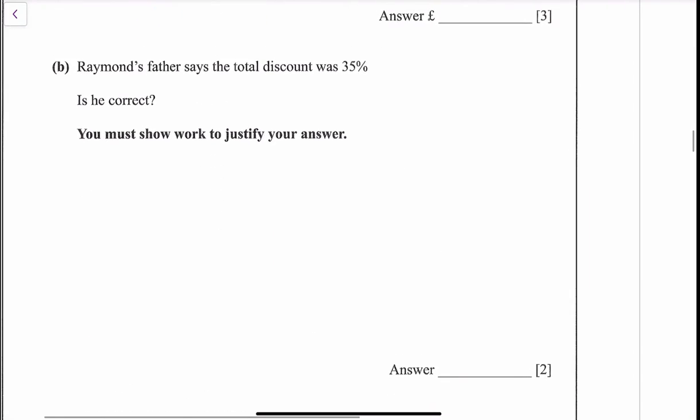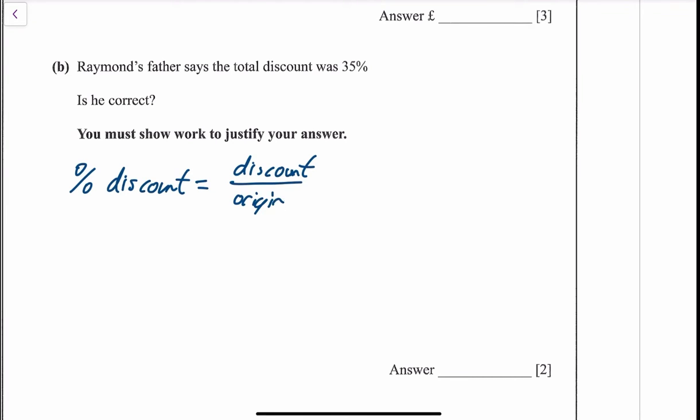Okay, Raymond's father says the total discount was 35%. Is he correct? Well, let's look and see. So percentage discount is equal to the discount divided by the original, and then times 100. Okay, that's a lovely wee formula. This word and this word can change to anything. So if it had been percentage profit, it would be profit over the original times 100%. Percentage loss would be equal to the loss over the original times 100.